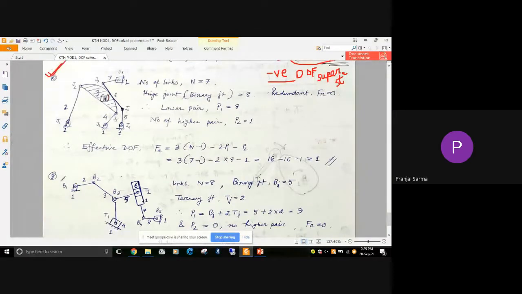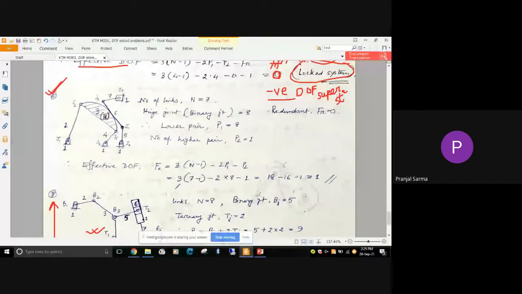And the last problem, you just go through it. I have already shared it in this Google Classroom. So this one is for you. I have already solved it, but without looking at how I have solved it, just draw this particular figure without giving link numbers or whether binary joint, ternary joint, whatever, and try to solve by yourself.